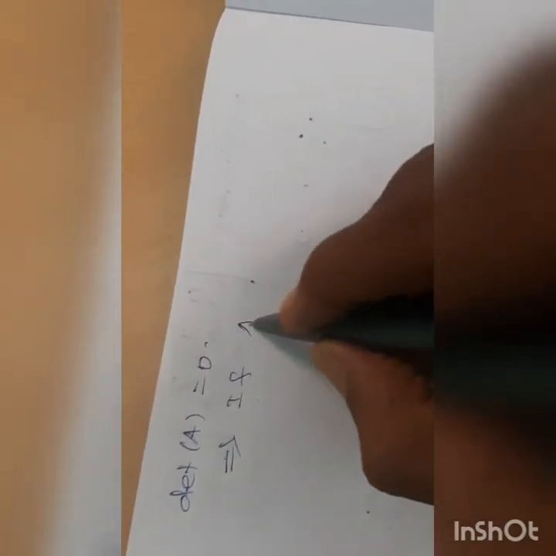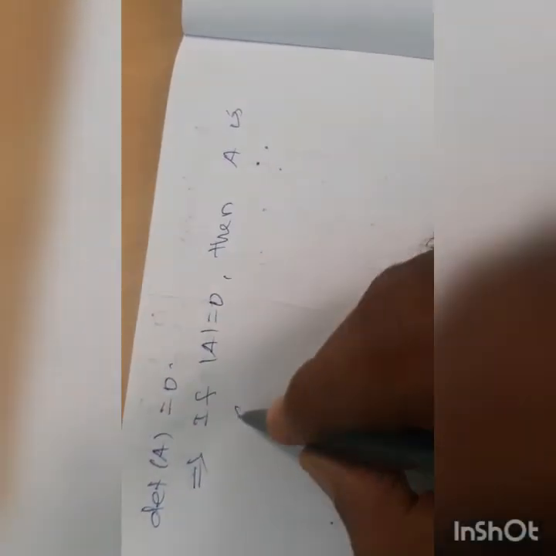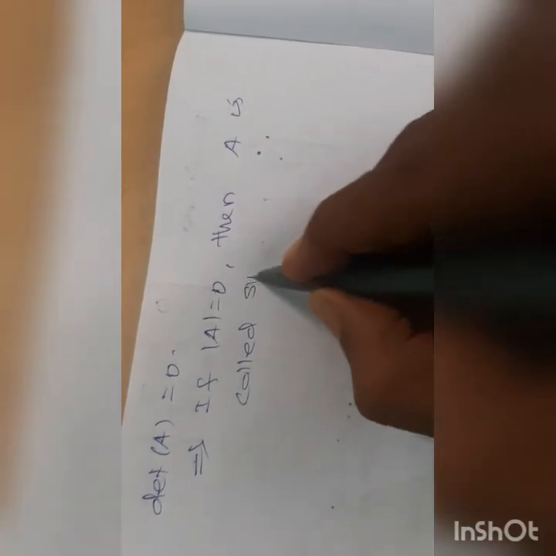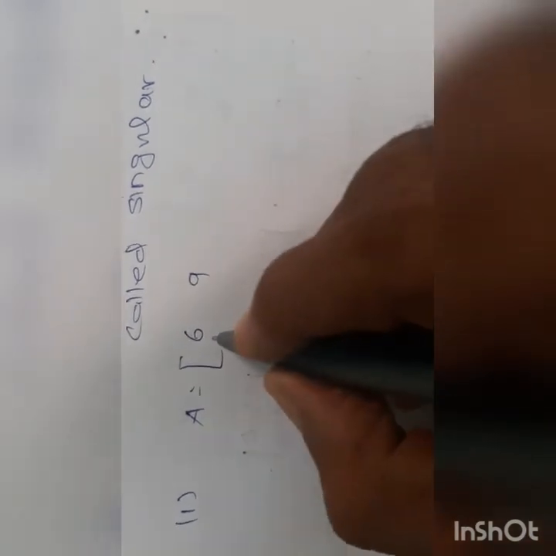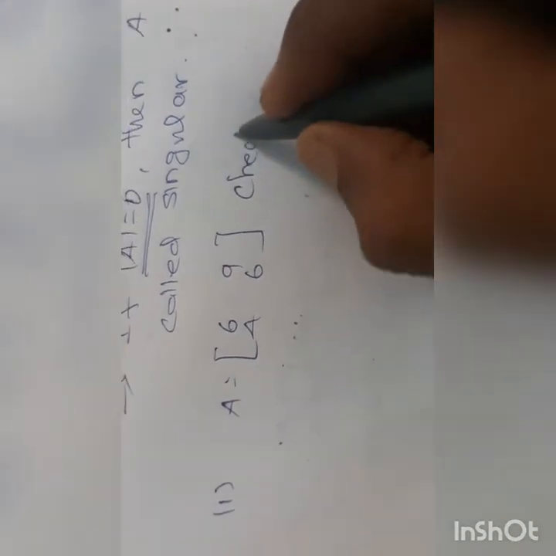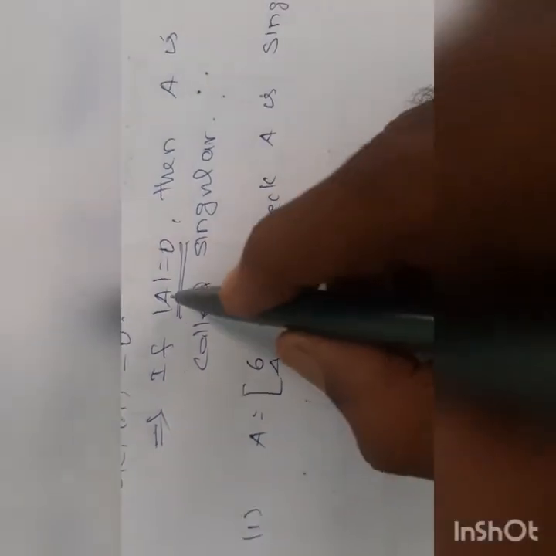So in the previous sum, we were getting determinant A is 0. So there is a definition: if the determinant of A is 0, then A is called singular. So singular is nothing but the determinant value should be 0. I will explain with an example. Suppose I have the matrix 6, 9, 4, 6. I want to check whether A is singular or not.